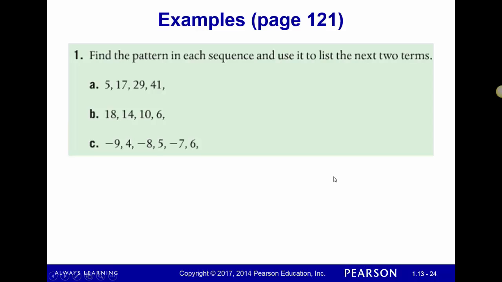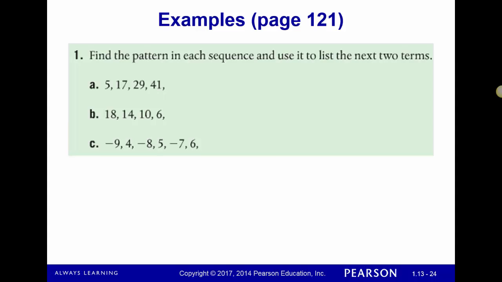And then a couple examples from your book on page 121. What is the pattern in each sequence, and find the next 2 terms. So what do we see happening here? How do we get from 5 to 17? Looks like we add 12. Do we add 12 here? Yes. Do we add 12 here? Yes. So the next 2 would be 41 plus 12 is 53, plus 12 again is 65.